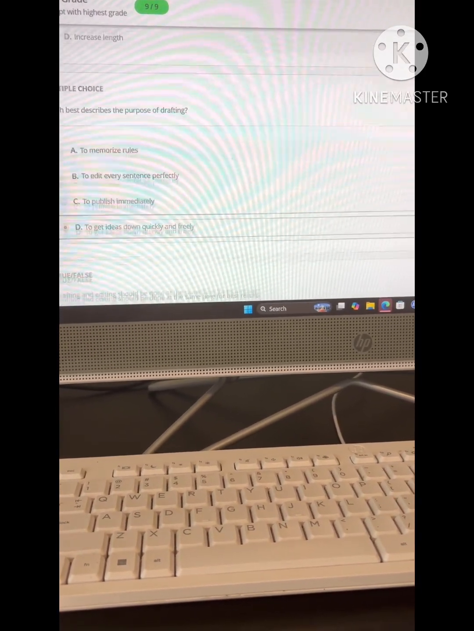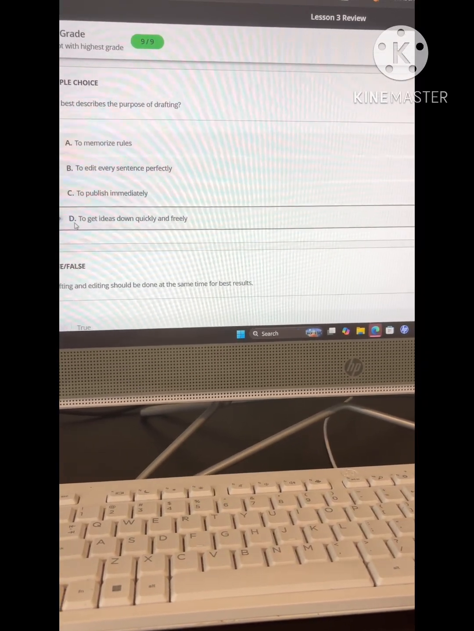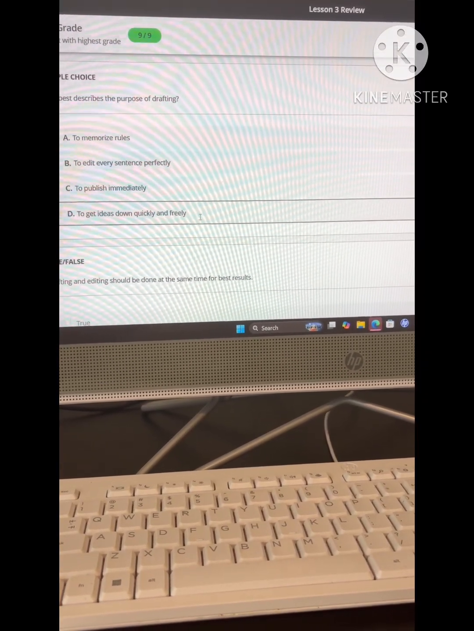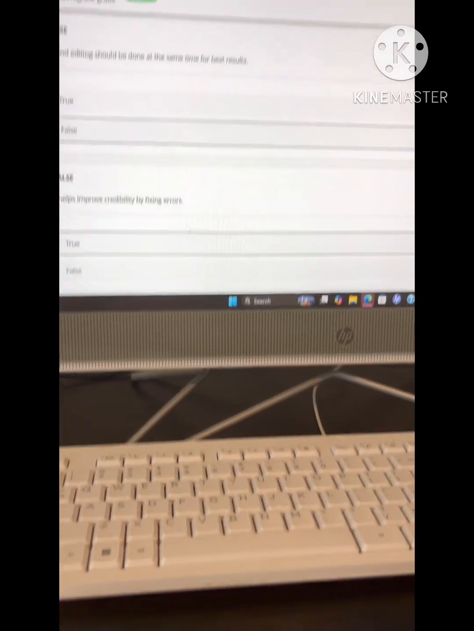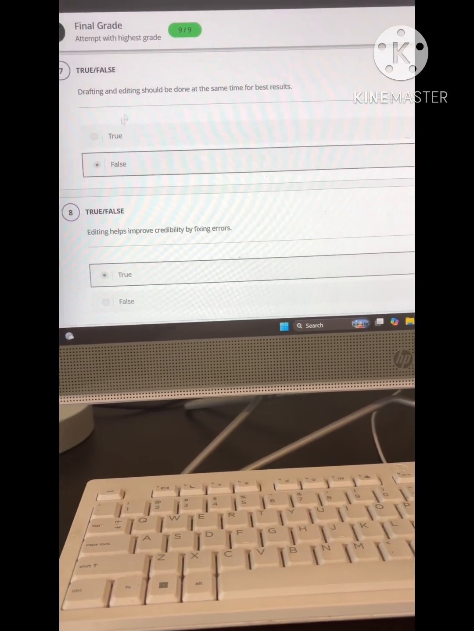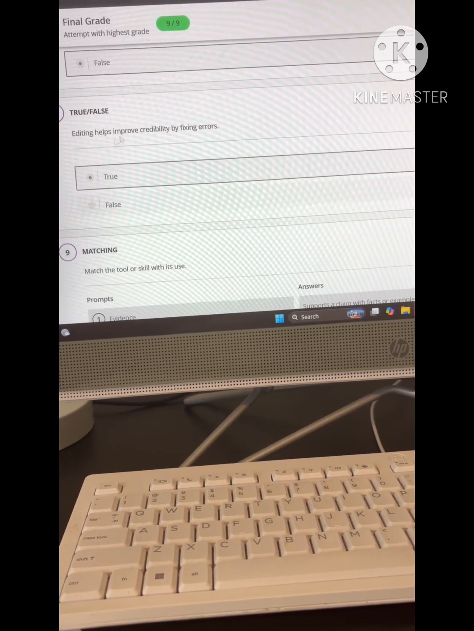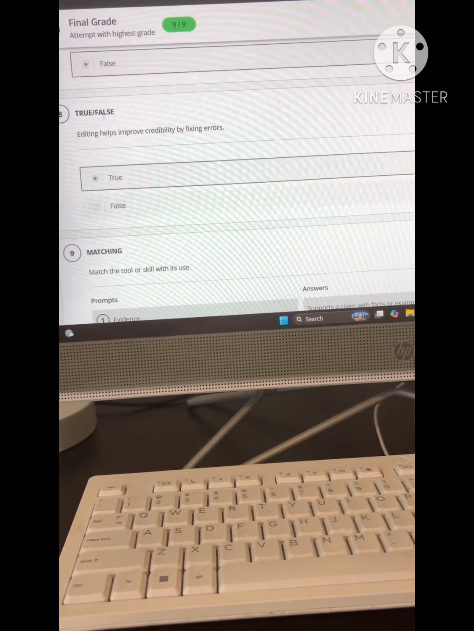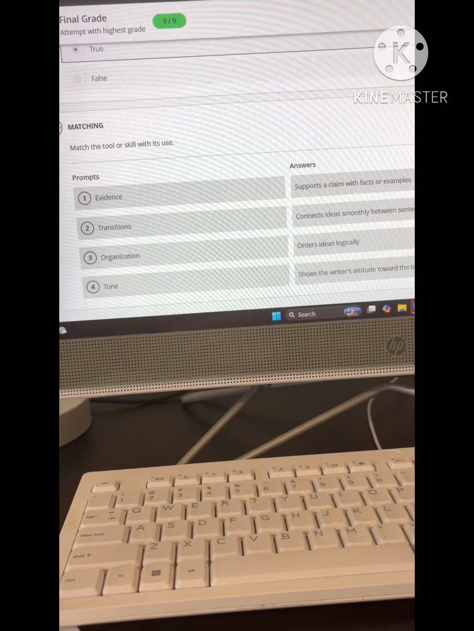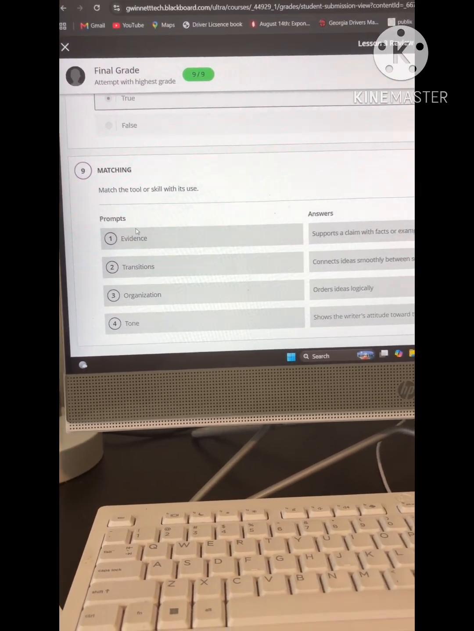And then number 6 is multiple choice, which best describes the purpose of drafting, to get ideas down quickly and freely. And then for number 7, drafting and editing should be done at the same time for the best results, I put false. And then number 8 is true or false, editing helps improve credibility by fixing errors, I put true. And then number 9, matching, match the tool or the skill with its use.